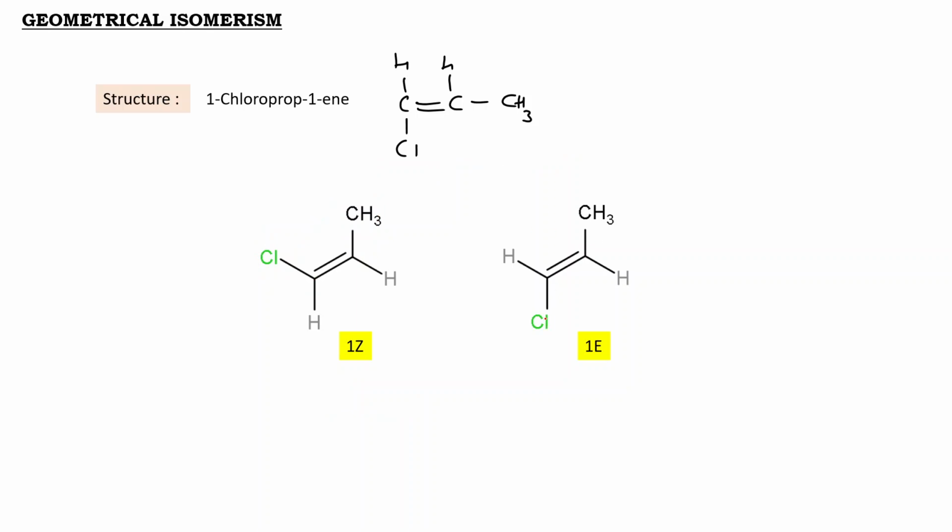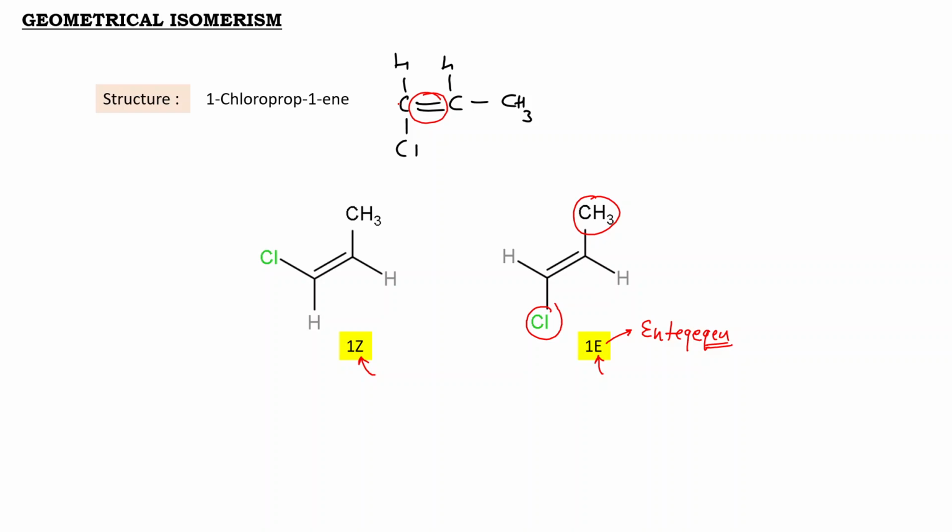And in the second molecule you see that the higher priorities are opposite to each other, so you use entgegen. Entgegen is the German word for opposite. So these E and Z are the configuration of the active double bond, because this double bond is active, as you can see in the structure. It can exist in these two configurations. You should know how to talk about stereochemistry. You need a very good vocabulary to talk about stereochemistry.